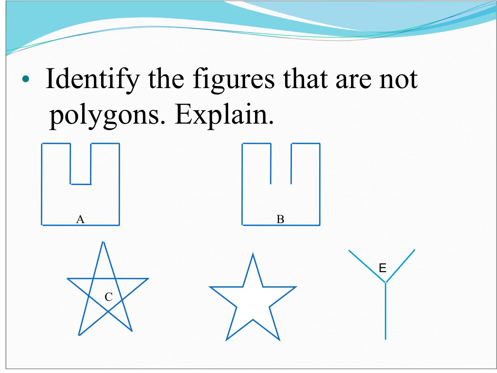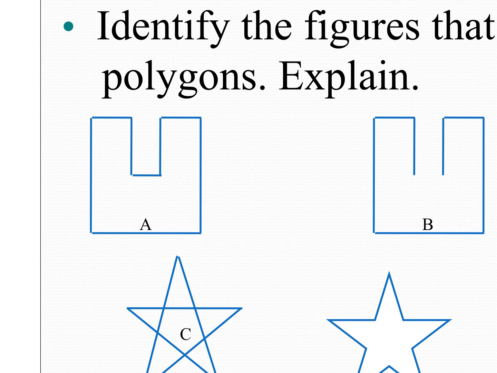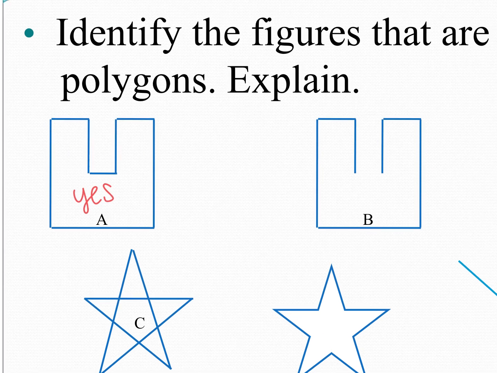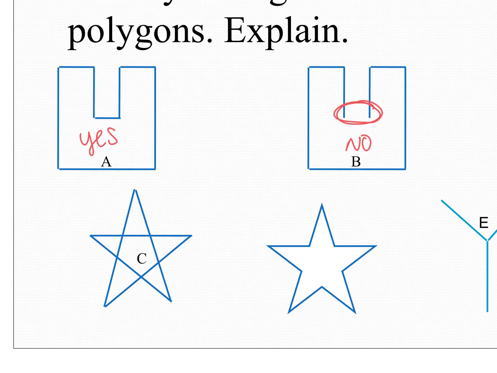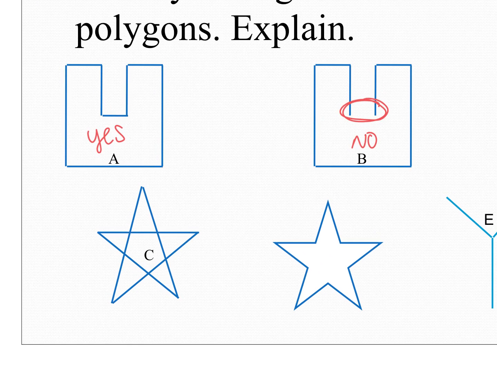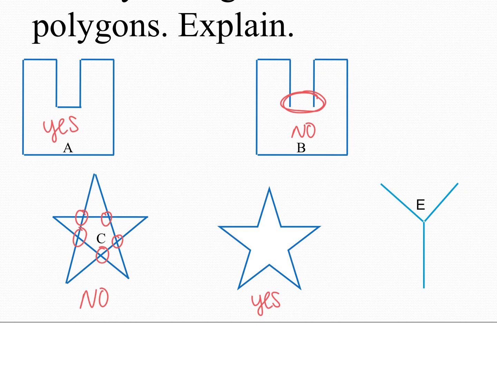All right, identifying the figures that are not polygons. Looking at A, is this considered a polygon? Yes, good. Is B a polygon? Why? Good, there's an opening right here. Looking at C, the first star, is that a polygon? Why? Good, there are those intersecting lines. Looking at the other star, is that a polygon? Yes.